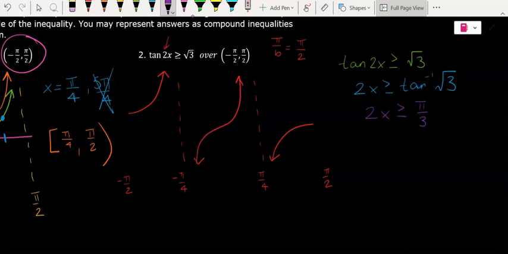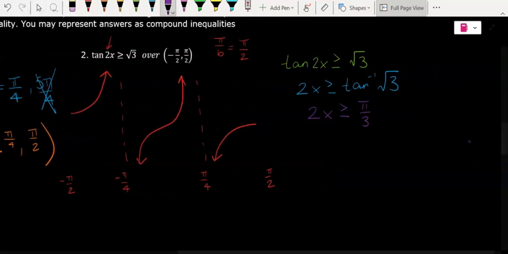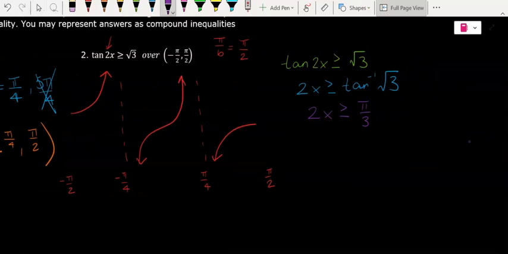It also happens, if I'm going from 0 to 2 pi, it also happens here at, oops, sorry, not 5, 4 pi.